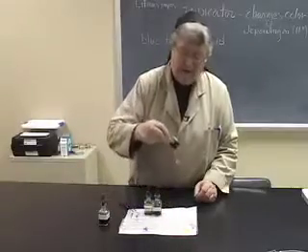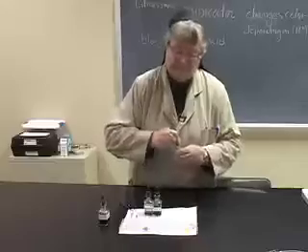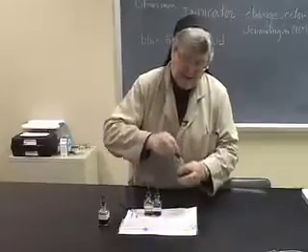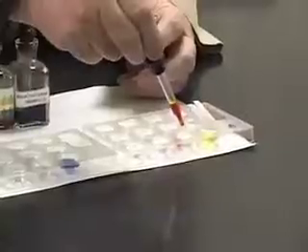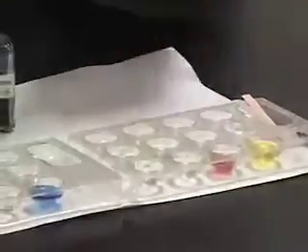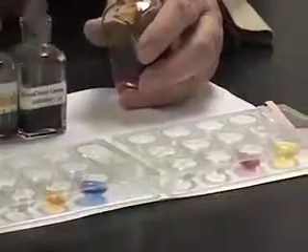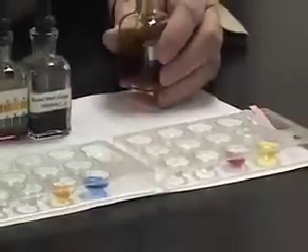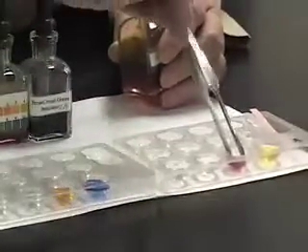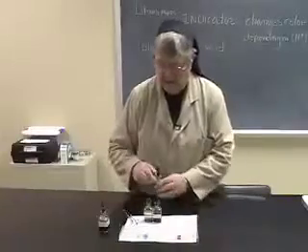There is another indicator, methyl red. We're going to put a drop of methyl red into the acid, and it's very red. Come over here and put it in the base, and it's yellow. So what you see is methyl red is red in acid and yellow in base.